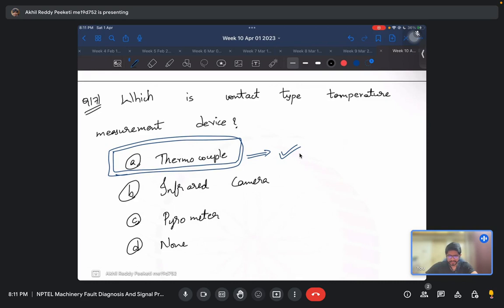Which is a contact type temperature measurement device? A thermocouple works on a contact basis, it is in contact with the high temperature device. It absorbs the temperature and generates a voltage which is proportional to the temperature, so you can measure the temperature. So it's a contact type device, whereas an infrared camera and a pyrometer are non-contact based temperature measurement devices.